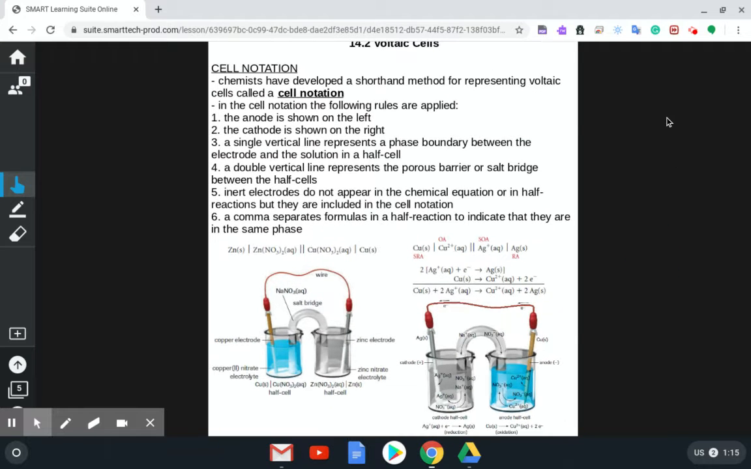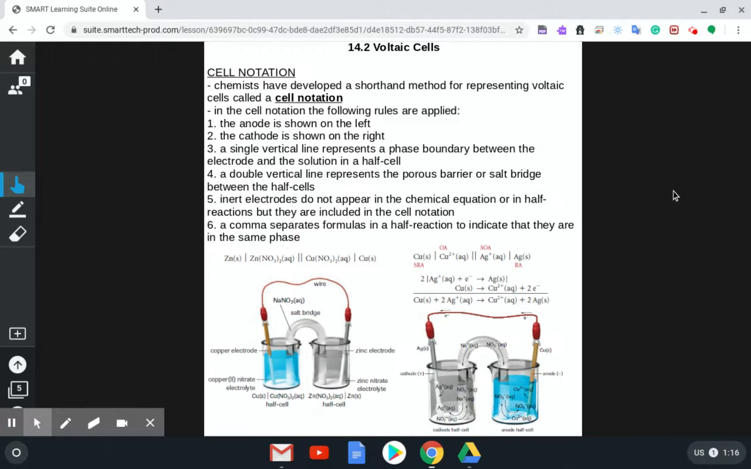All right, this next section is continuing on voltaic cells, just talking about cell notation. Chemists have developed a shorthand method for representing voltaic cells that we call cell notation. In the cell notation, the following rules apply.